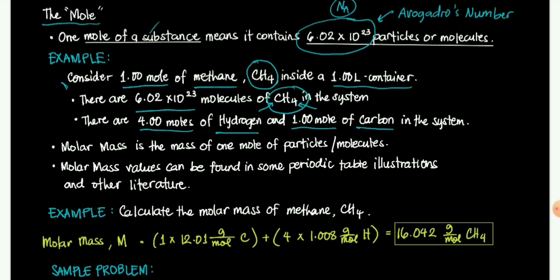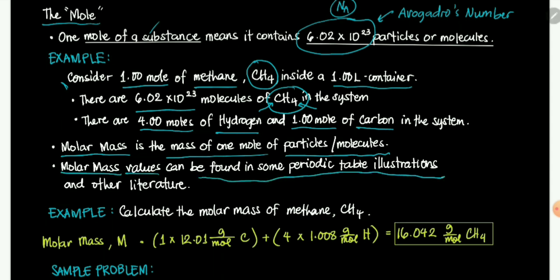Okay? So, molar mass is the mass of 1 mole of particles or molecules. So, kapag titimbangin natin yung 1 mole ng CH4, that would be the molar mass of methane. Okay? So, molar mass values can be found in some periodic table illustrations and other literature. So, common data naman itong ating molar masses. So, madali siyang makita. So, per atom, meron tayong designated molar mass. Okay? So, again, molar mass is the mass of 1 mole of atoms or molecules in your system.